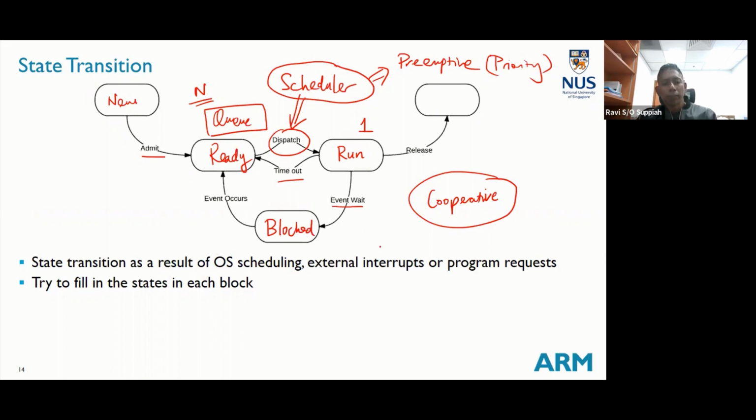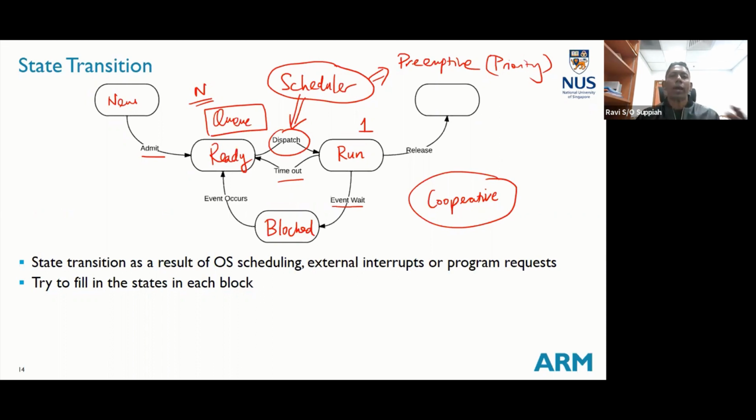Okay, so what is a block state? A block state means I'm running and I wanted to do something and I couldn't do it. If I cannot do it, that means there is no point in me holding on to the CPU.